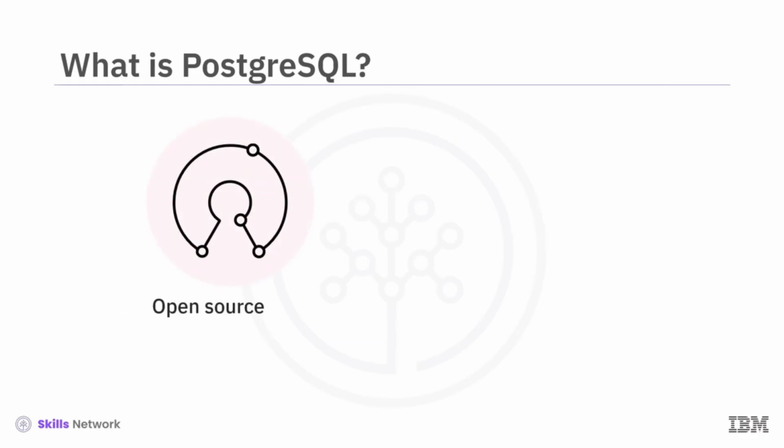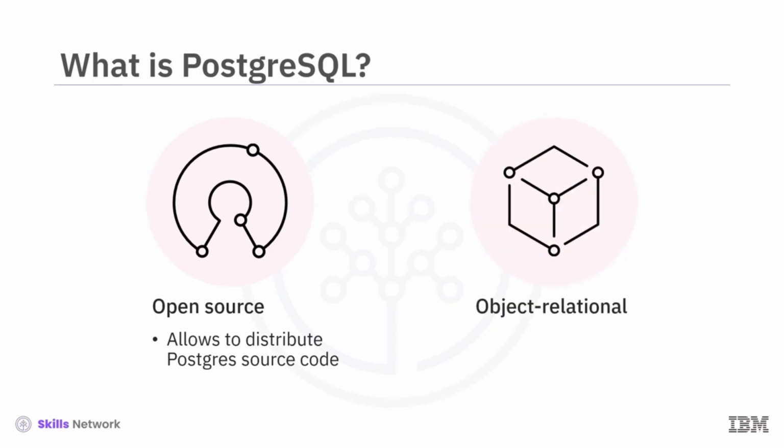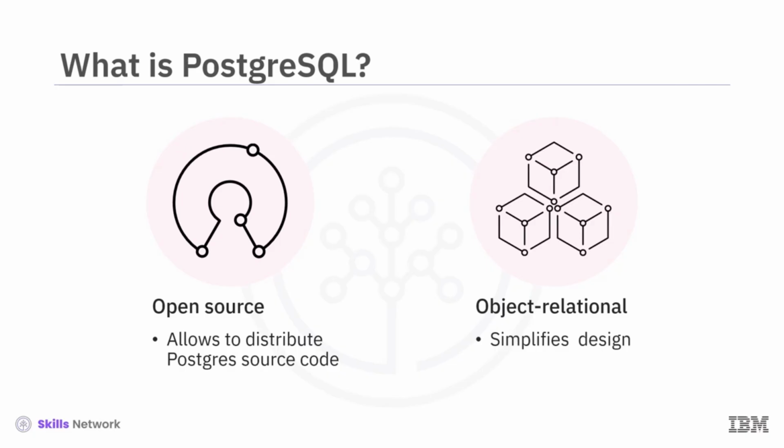PostgreSQL is a free, open-source, object relational database management system. The open source part means that you can use, modify, and distribute the Postgres source code to meet your business requirements. The object part describes that, like object-oriented programming languages, it supports inheritance and overloading. You can use these techniques to simplify your design and reuse database objects.